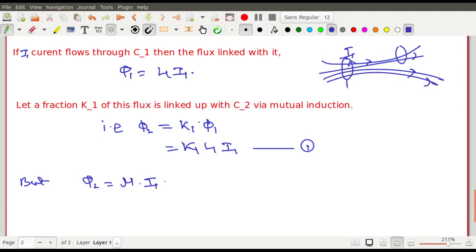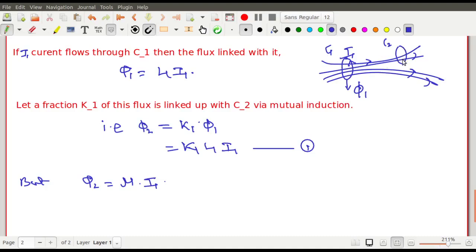So that flux is how much? That flux is phi 1. Now does the entire flux get linked with this coil? This is C1, this is C2. Is the entire flux of C1 getting linked with C2? From this geometry it appears that never the entire flux of C1 gets linked up with C2.